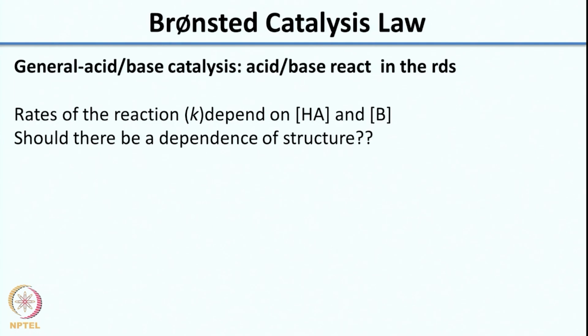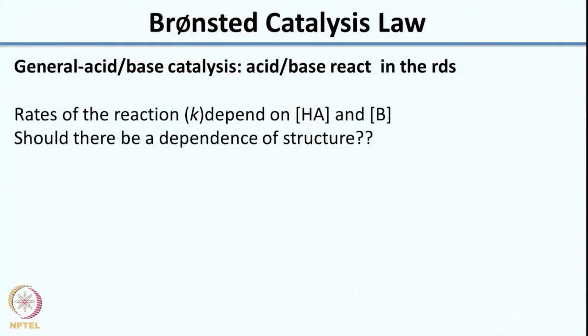Now we will go to what is called the Bronsted catalysis law. When you have general acid base catalysis, the acid or base reacts in the rate determining step, correct? We have done that since the last class, so there is no doubt there. The rate constant K depends on the concentration of HA and B, depending on which reaction you are looking at, general acid or general base.